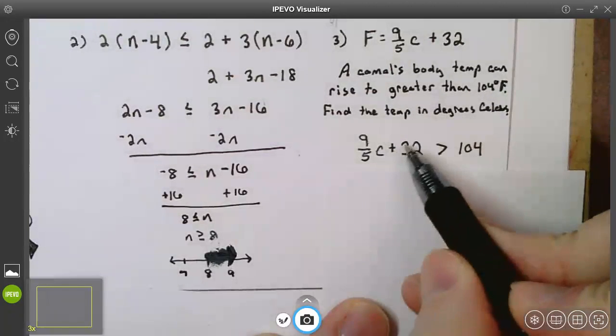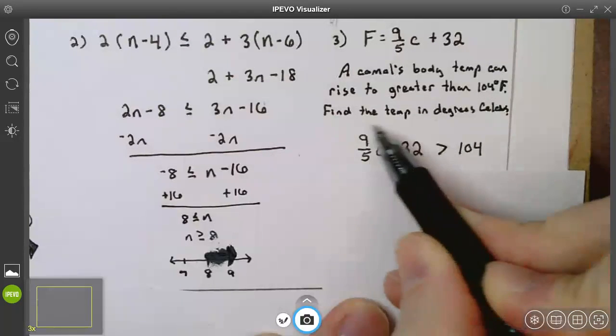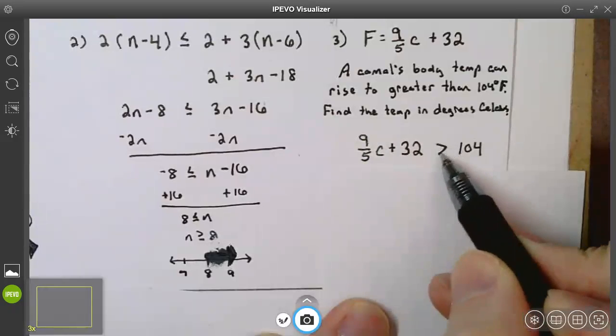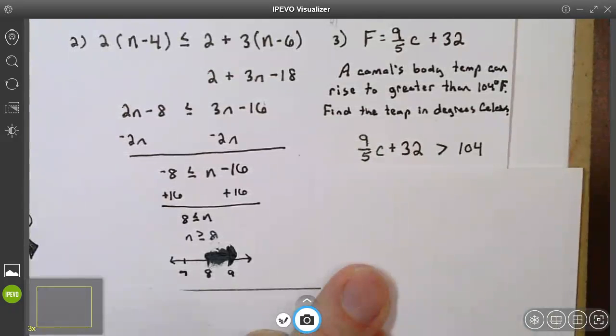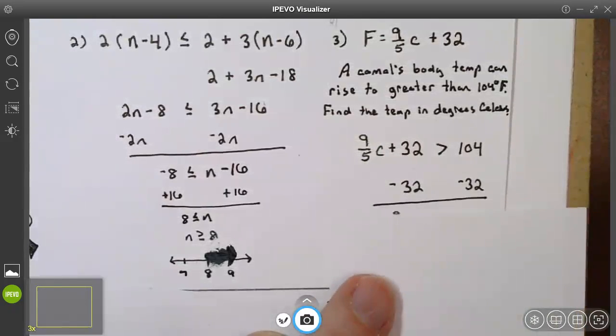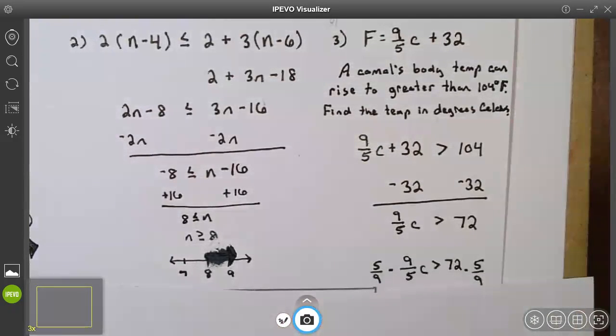I want it to be the temperature of the camel in Celsius is this expression, and I want it to be greater than 104 degrees. Now we just need to solve for C, and we'll know what body temperature that would be in Celsius. On this one, we subtract 32 from both sides. That gives us 9/5 C is greater than 72. To get rid of times a fraction, we multiply both sides by the reciprocal, which in this case would be 5/9.